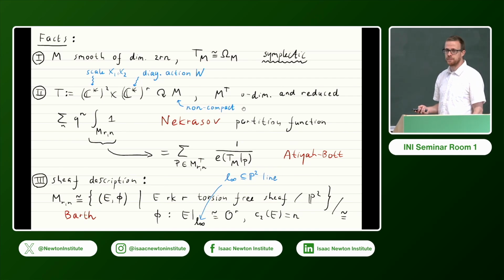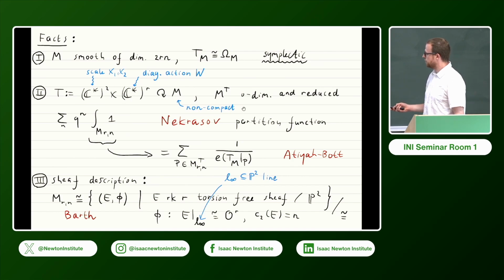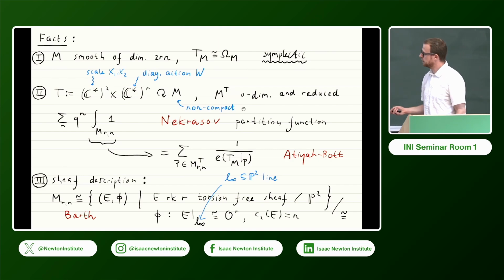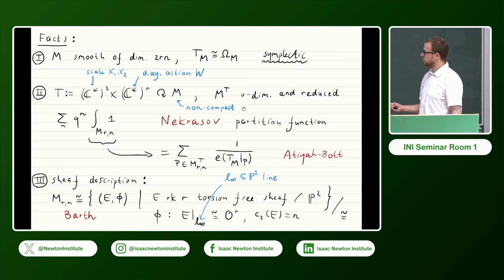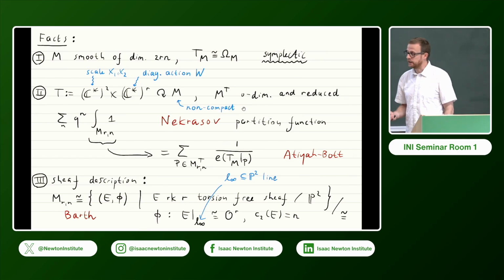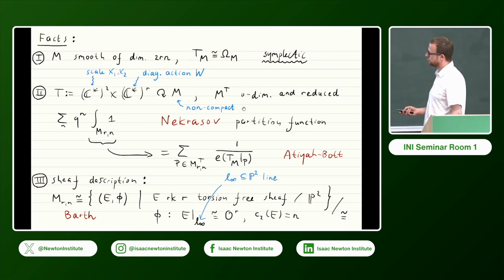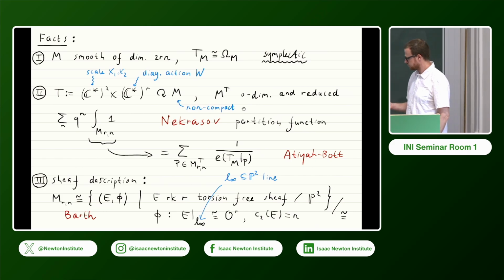So instead of looking at representations of this quiver, you could look at pairs E, phi, where E is a rank R torsion-free sheaf on the projective plane. And what is phi? We fix a line L infinity in the projective plane, and phi is just an isomorphism of the restriction of E to the line with O of R. And then finally we fix the second Chern class of E to be n. This number is sometimes called the instanton number. So this is the sheaf description of the quiver moduli space.